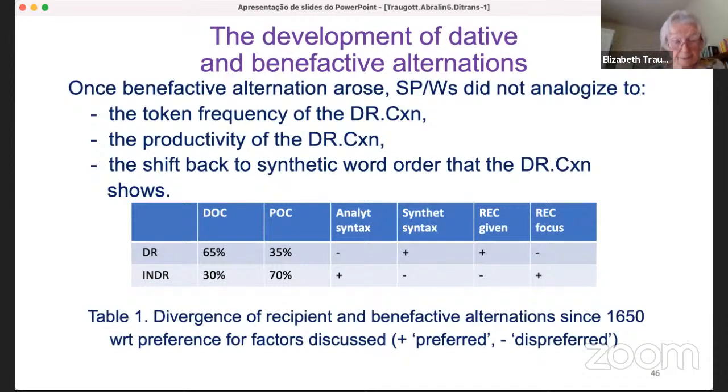The indirect recipient, the benefactive, however, is 30% DOC, as I said, 70% POC. That is analytic syntax. It's not synthetic syntax. The recipient doesn't necessarily have to be given, and the recipient is mainly in focus. Plus and minus are not 100%, they are preferences. Plus is preferred, minus is dispreferred. That's very important.